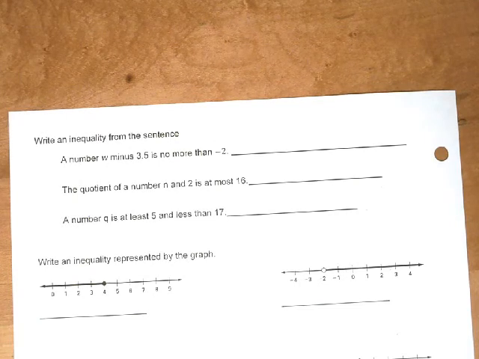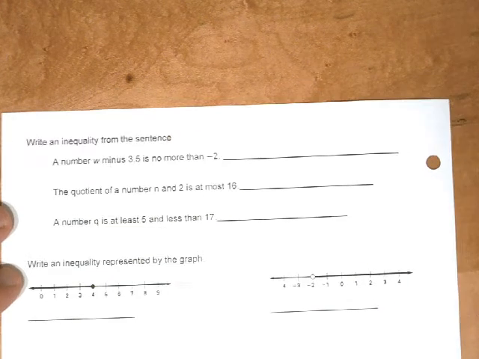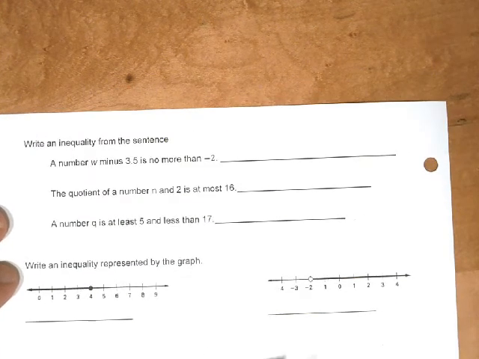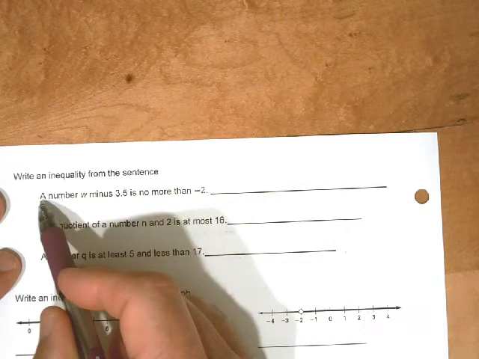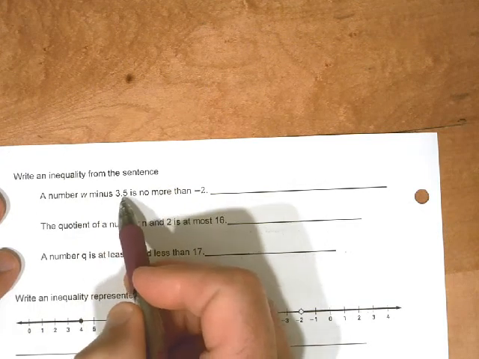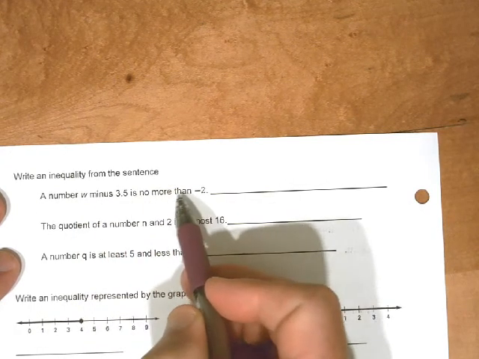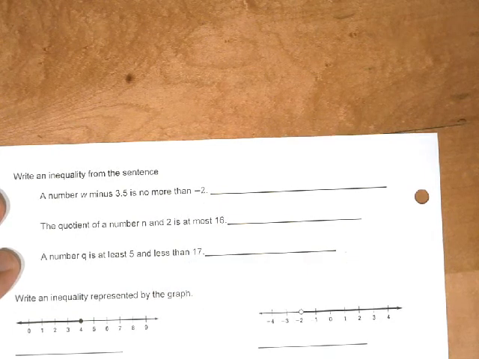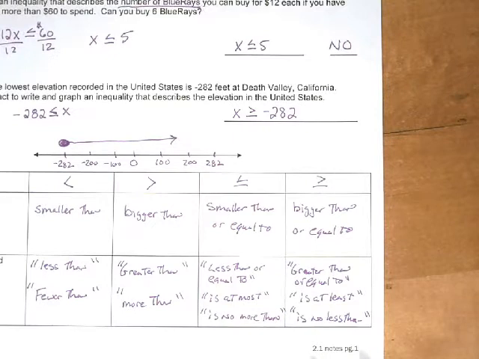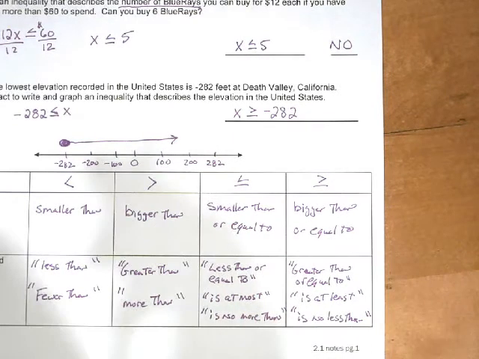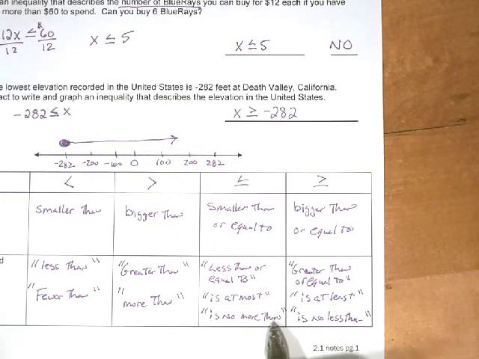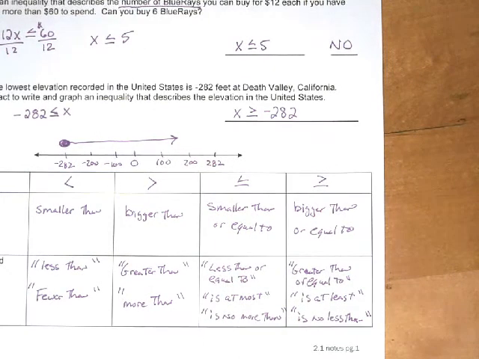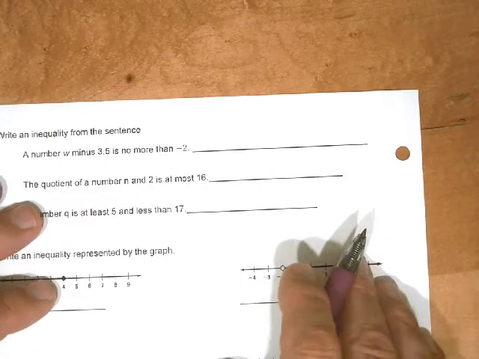And again, just practicing here, write an inequality from each sentence there. So make sure that we are watching those. So let's go through those here. A number W minus 3.5 is no more than minus 2. So again, if you need some help right now, go back over it. What is that no more than? Remember, that's the tricky one. I think it's more than, so you should be like a greater than symbol, but the no more than is our less than or equal to symbol.